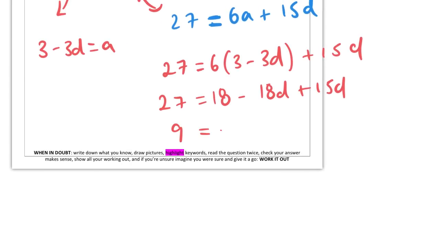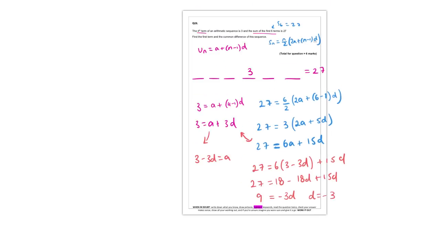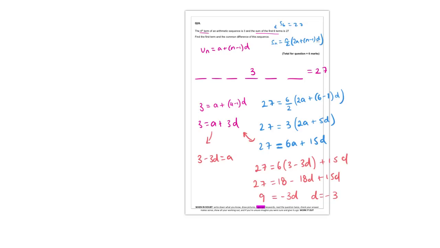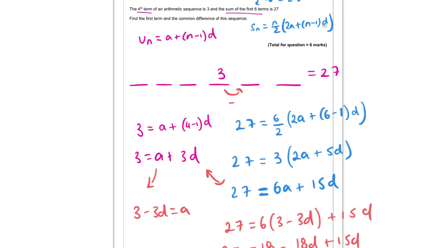in fact minus 3d. That means my difference is minus 3. Okay, so if my difference is minus 3, each time I'm minusing 3. So this becomes 0, this becomes minus 3. So that means on this way I'm adding 3. So that's 6, and it becomes 9, and then becomes 12.